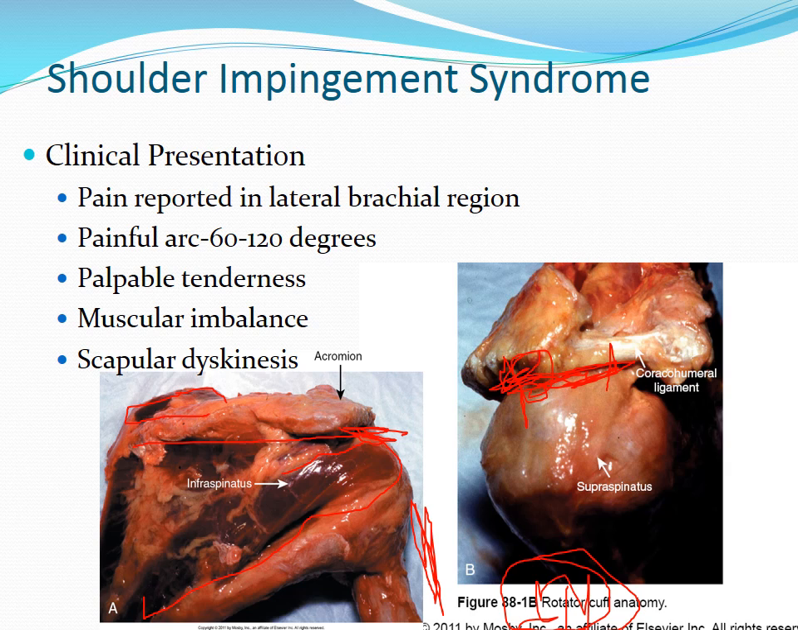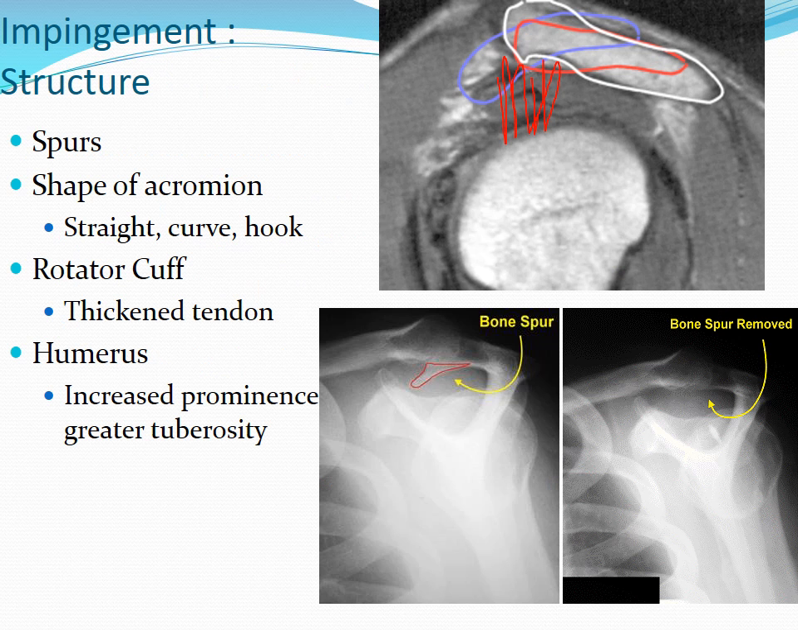They tend to have palpable tenderness of whatever is being impinged. They tend to have muscular imbalance, and due to that muscular imbalance, they have impaired motion of their scapula or scapular dyskinesis. All right, here's some pictures of structural causes of different shapes of the acromion.